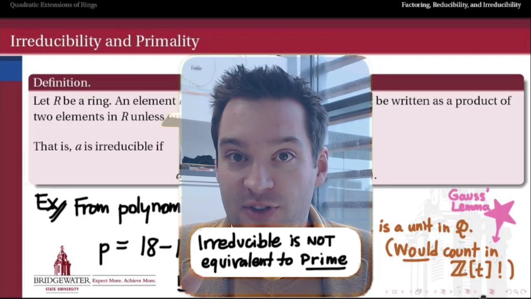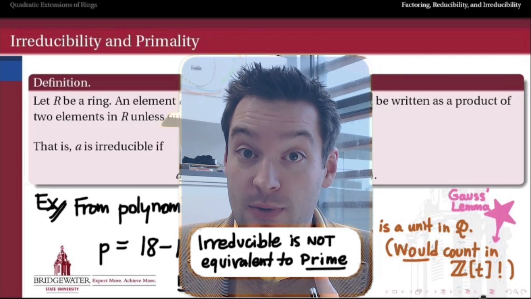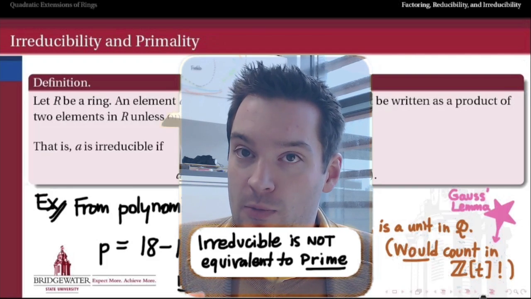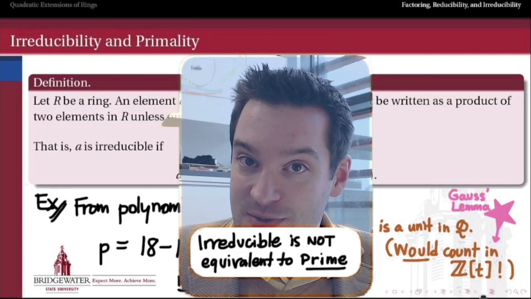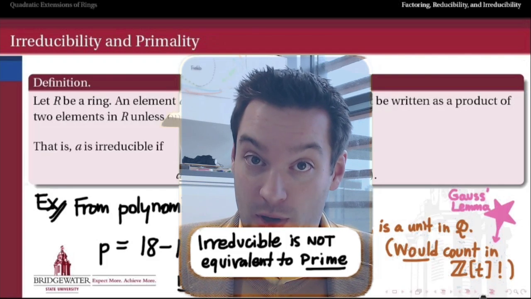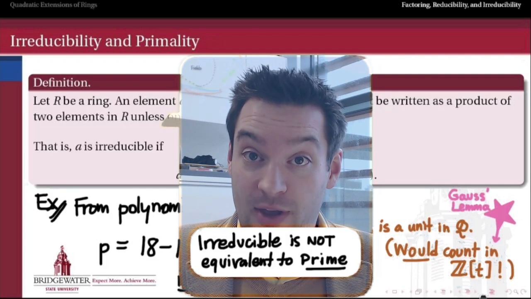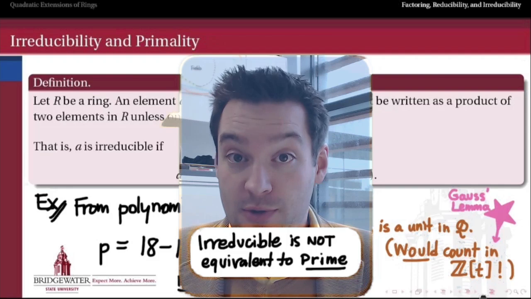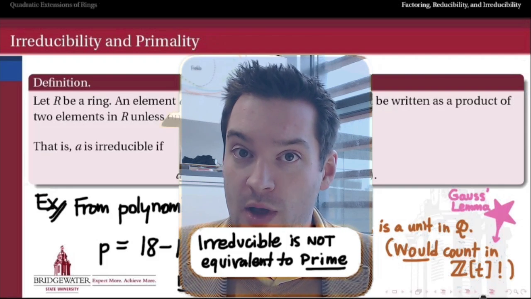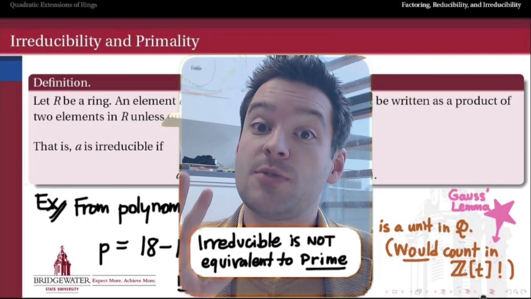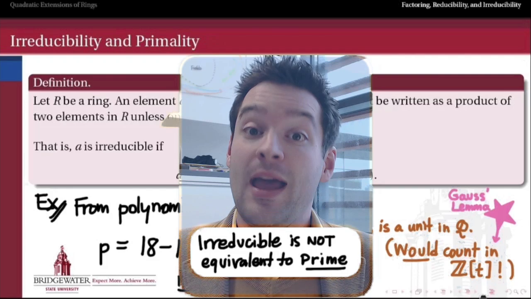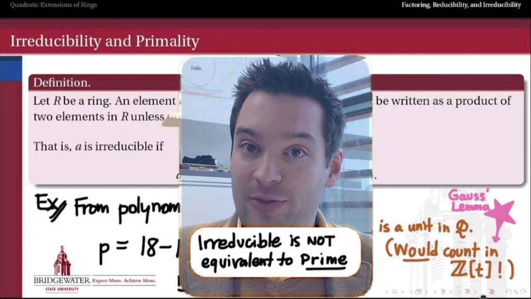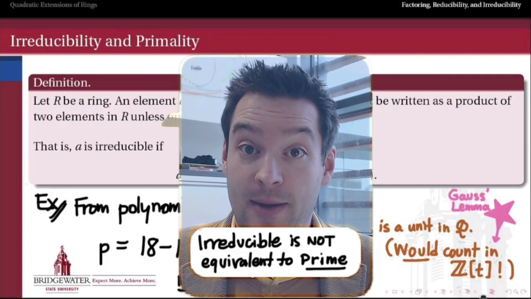It turns out that there's a subtle difference between primality and irreducibility. It's a difference that really isn't a difference in the integers or in a lot of the friendly rings that we work with, but there are examples of rings out there in which primality and irreducibility are not the same thing. So just a word of caution for now that irreducible does not always mean the same thing as prime, although it will in the friendly rings that we happen to be looking at today.